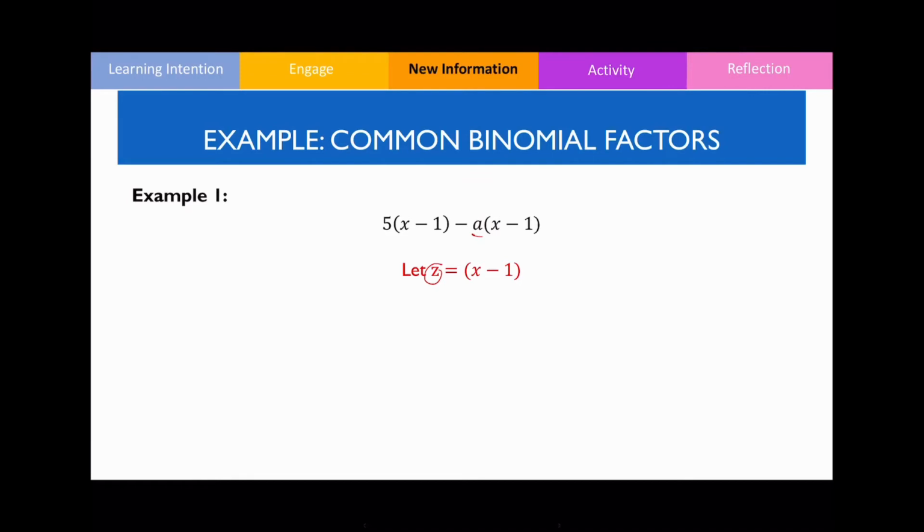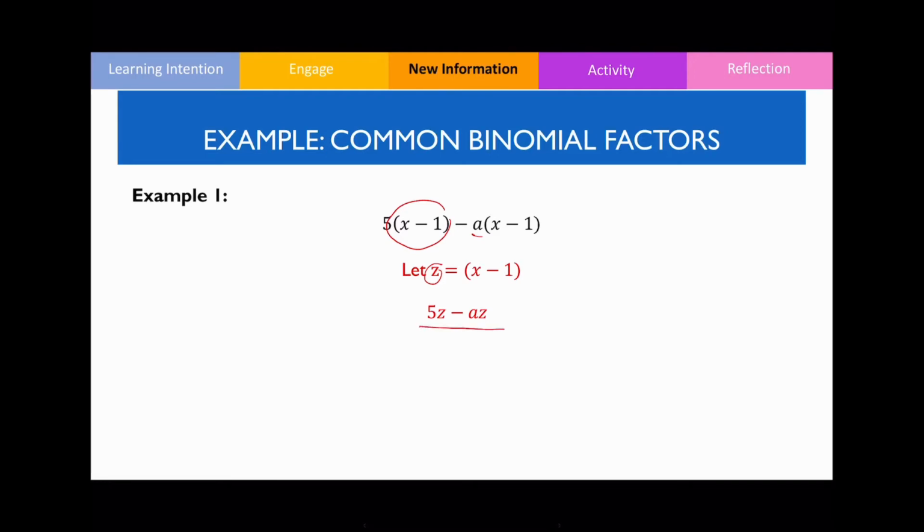defined this, what I want you to do is replace x minus 1 with z. And this is going to make things a lot simpler and a lot easier for you to interpret, okay? So if I rewrite my expression, it's going to be 5z minus az, okay? I've just replaced x minus 1 with z.